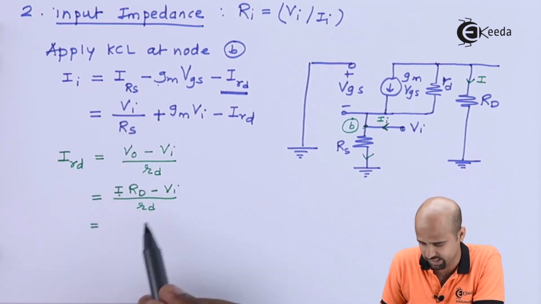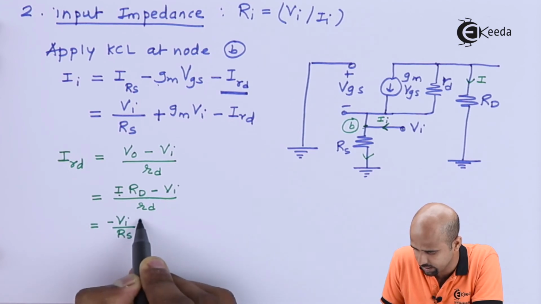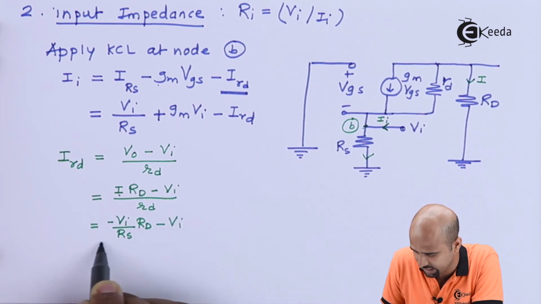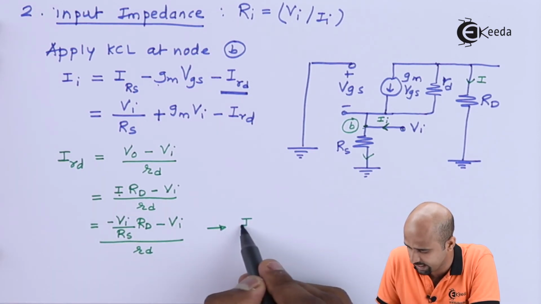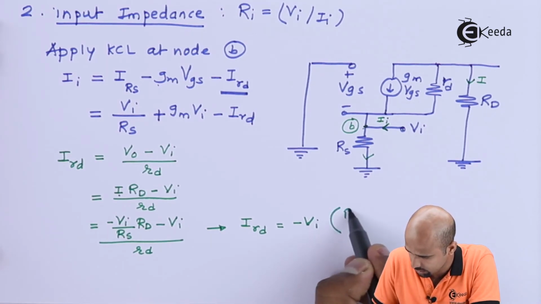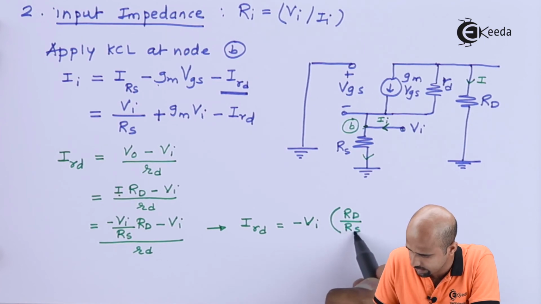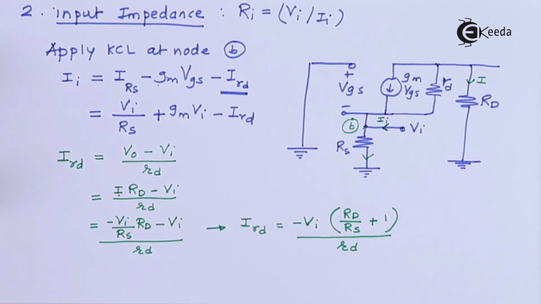So what is IRs? Vi divided by Rs. So we can say that I is nothing but minus Vi divided by Rs multiplied by capital Rd minus Vi divided by small rd, and this is how we will be getting the value of IRd. We'll take minus Vi common and we'll be getting in the numerator Rd divided by Rs plus 1, the whole divided by small rd. Very simple. Now everything is constant and we'll get in terms of Vi, right? We'll put this in this equation such that we'll be getting a very concrete value of Ii divided by Vi or Vi divided by Ii.